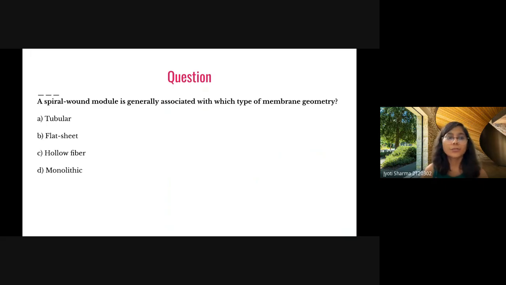Okay, so the next question is, a spiral wound module is generally associated with which type of membrane geometry? And we have four options here: tubular, flat sheet, hollow fiber, monolithic. Spiral wound module. So Dia gave me B answer. Okay, so yes, this is flat sheet.